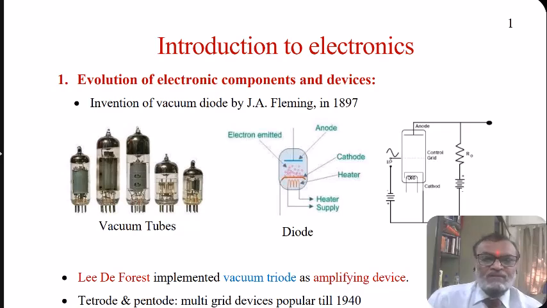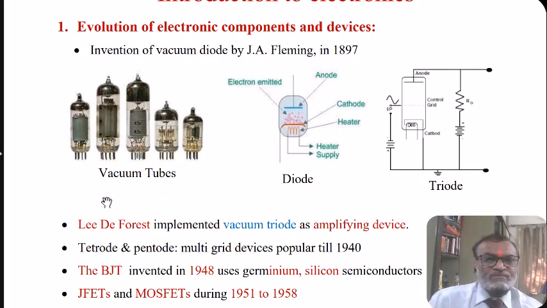Today we will see how electronics evolved. Electronics starts with the vacuum tube. The vacuum tubes were invented by Mr. Fleming in 1907. The vacuum tubes are shown in the figure. Their dimensions are quite big.